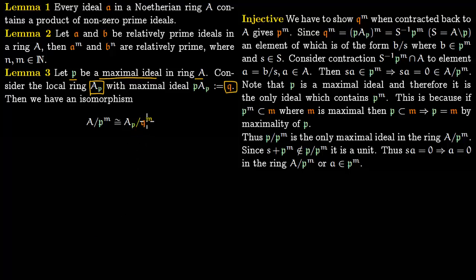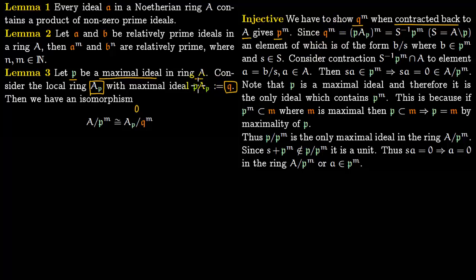What we are going to do is take some element here. The 0 element here has to come from Q^m, and we will show that if you take something which is 0 here, which is in Q^m, it actually comes from P^m. So the inverse image of 0 elements are 0 elements. Non-zero elements are not getting mapped to 0, and the inverse image of 0 elements are 0 elements, and that will prove the injectivity. So we have to show that Q^m when contracted back to A gives precisely P^m. Now what is this Q^m?